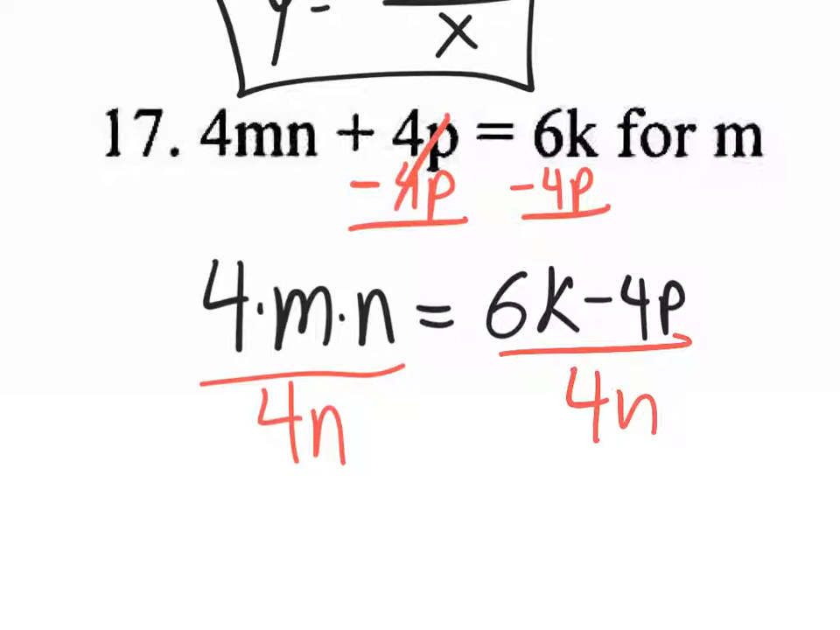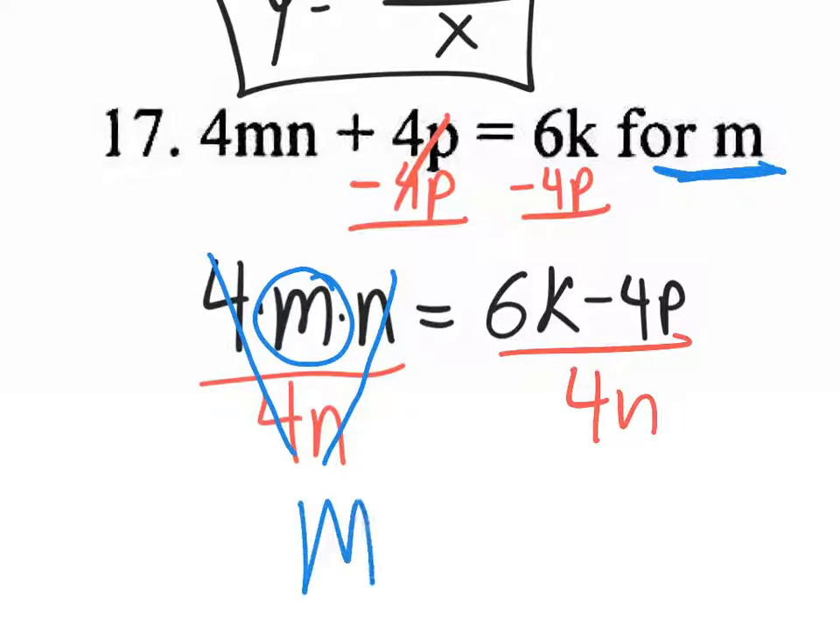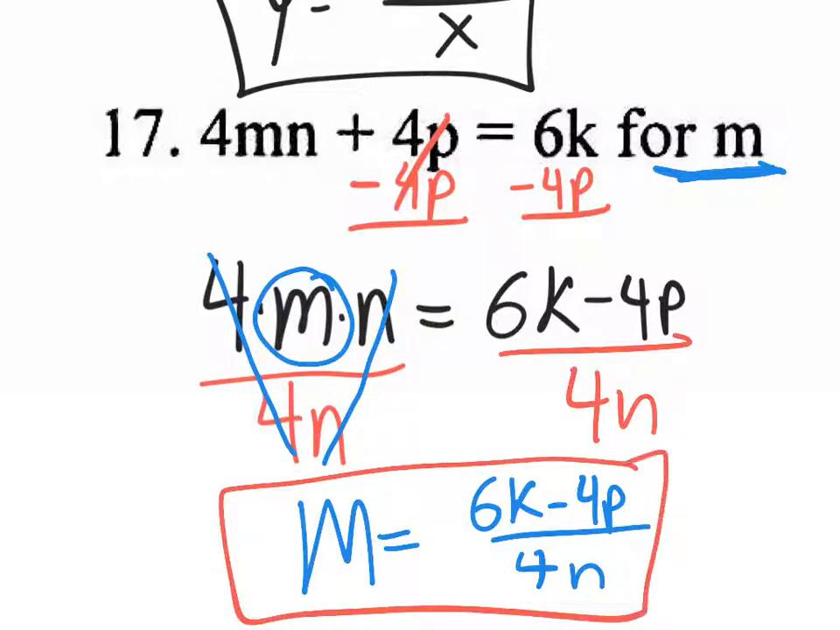Now what that does is the 4 cancels with the 4 and the n cancels with the n, and you have m left over, and that's what they want you to solve for. So you have m equals this stuff, 6k minus 4p over 4n. That's easy. I know this is a piece of cake. You should be able to ace this midterm, guys. Now, I'm not going to explain the rest of these because 18 through 25 are exactly the same as 18 through 25 on the previous practice midterm.